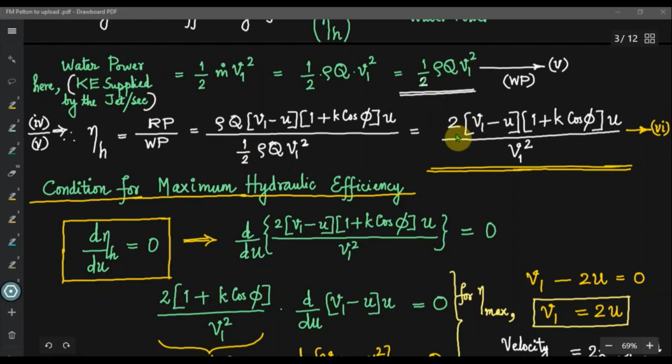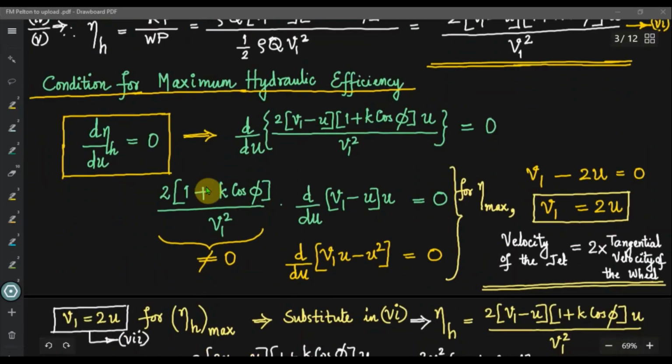Then the relation for the hydraulic efficiency of the Pelton turbine is given by 2 into V1 minus u into 1 plus k cos phi into u divided by V1 square. Now the condition for maximum hydraulic efficiency. Just like in the previous cases, in order to maximize the hydraulic efficiency, we'll take its derivative with respect to the velocity of the vane and equate it to 0. d by du of hydraulic efficiency 2 into V1 minus u into 1 plus k cos phi into u divided by V1 square and equate it to 0.